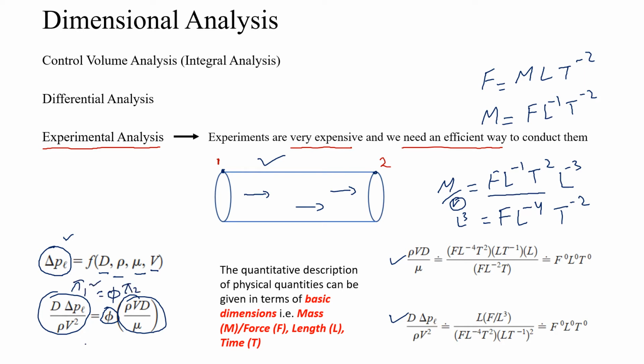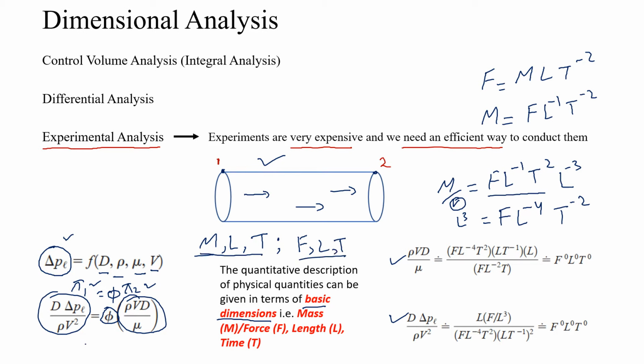So now we have 2 variables and we can work with 2 variables. So we have reduced our number of experiments, and we will do that by using the basic knowledge of our basic dimensions. Our basic dimensions can be mass, length, time, and if we can represent force and mass in terms of force, our basic dimensions can be force, length and time.